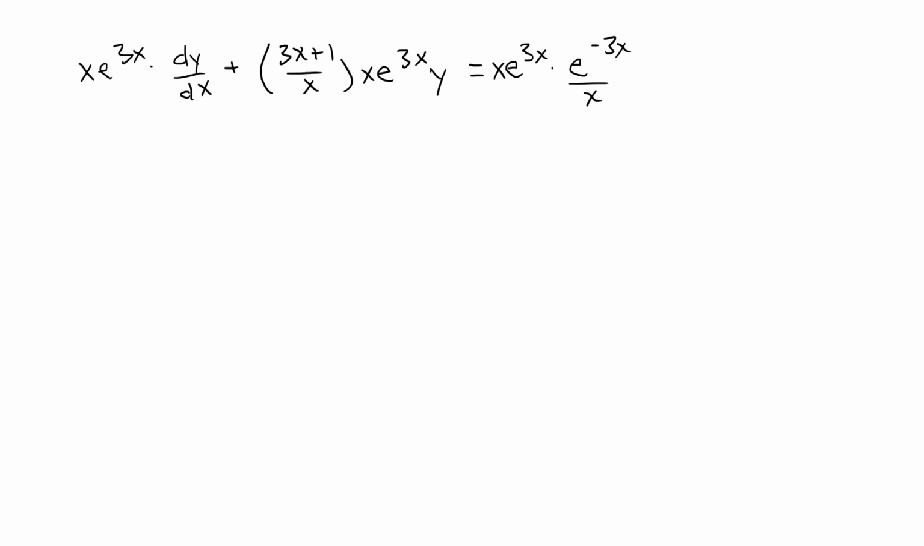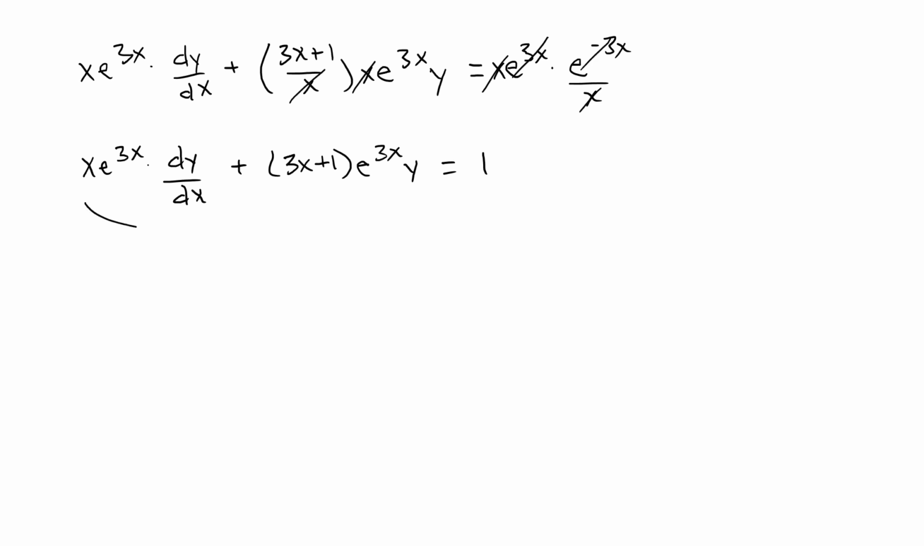And then we can simplify. So first term can't simplify anything yet. Second term, our x's cancel out. So we're left with (3x plus 1) times e to the 3x y equals, the x's cancel here, and then these two terms cancel as well, leaving us with just 1.